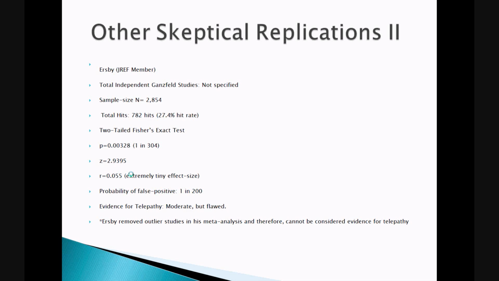So even though it shows statistical significance and evidence for telepathy, it is actually quite flawed, because Ersby mentioned that he removed outliers in his meta-analysis, so clearly it cannot be taken seriously. When you remove outliers in a meta-analysis, it quickly invalidates the meta-analysis and therefore cannot be considered evidence for anything.